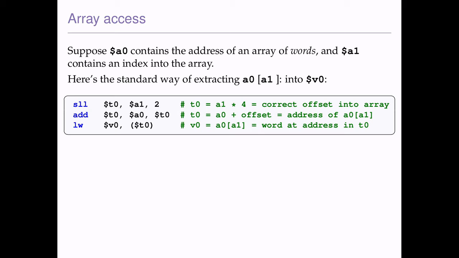If our index is being updated, for example in a loop, then every time we could just multiply the index by 4 to get the actual correct offset. Then what we would do is we would add to the address of the array the new correct offset, and that would get us the correct memory address, and we could then load from that position into V0.